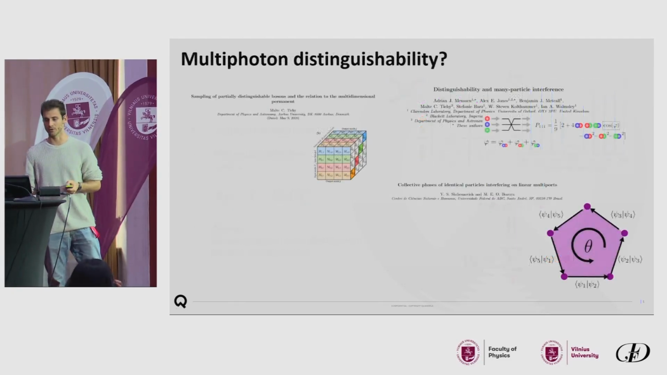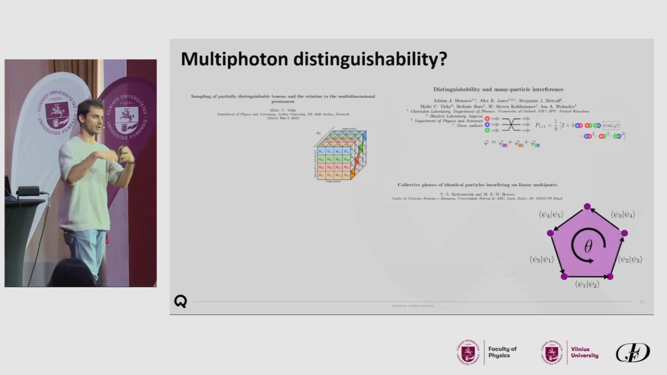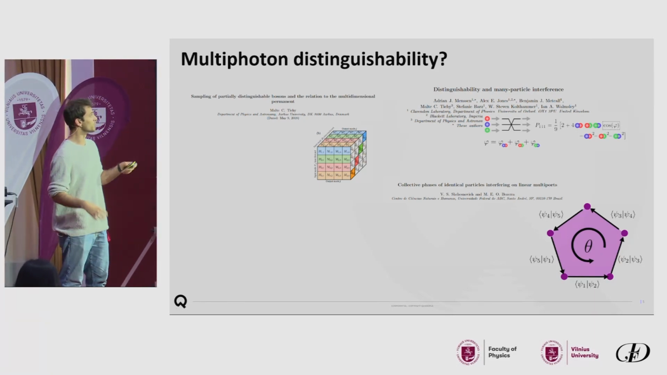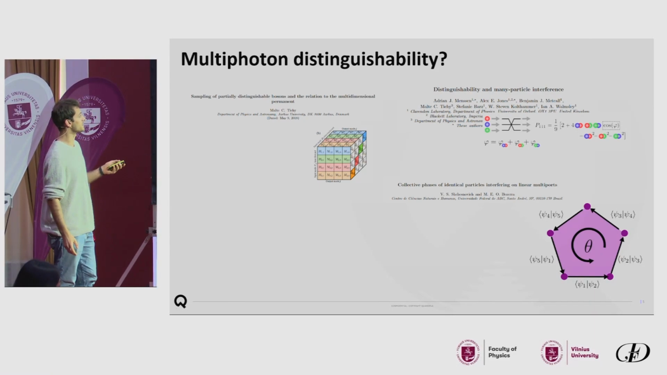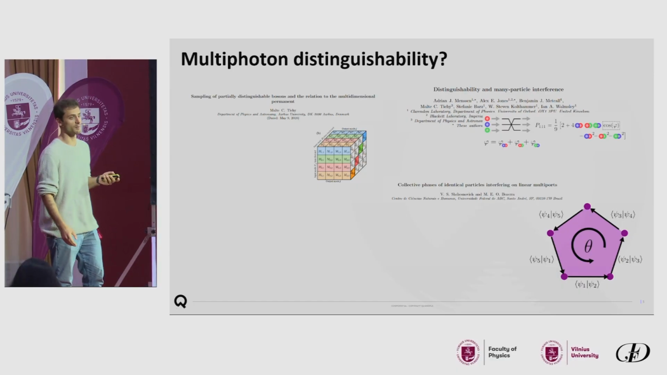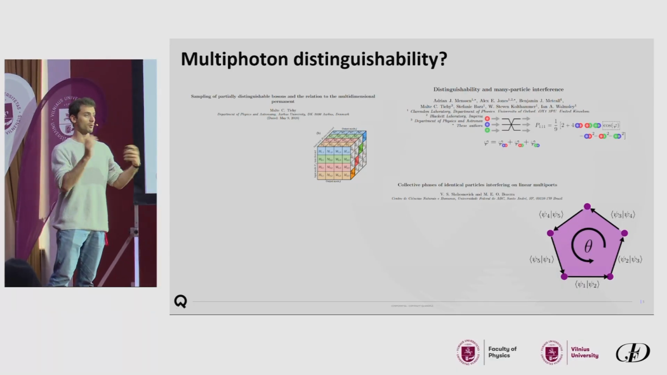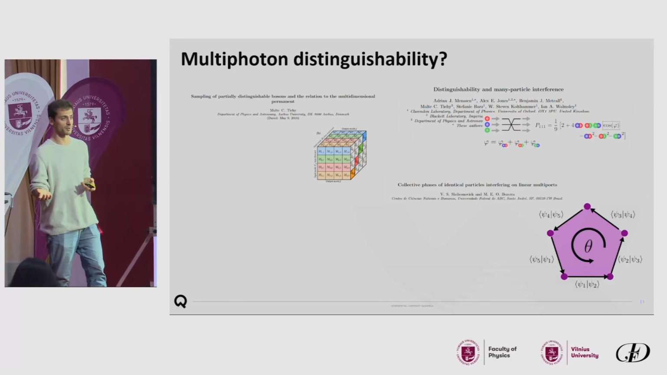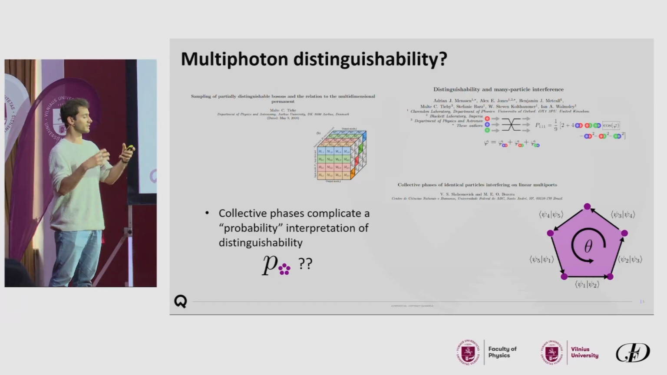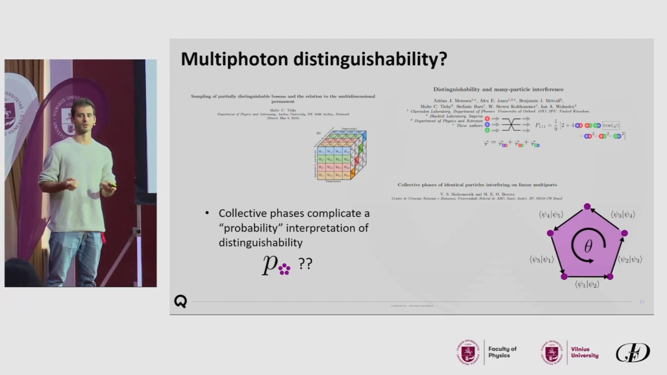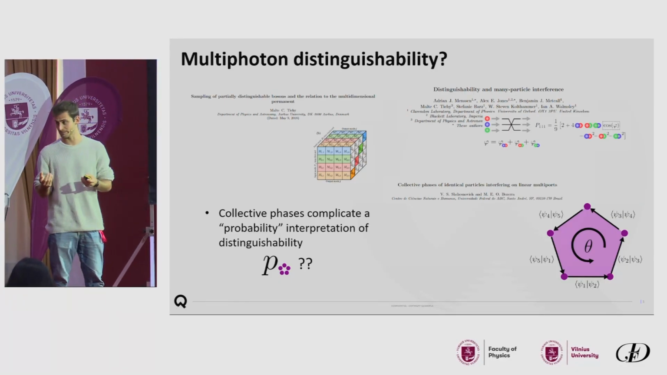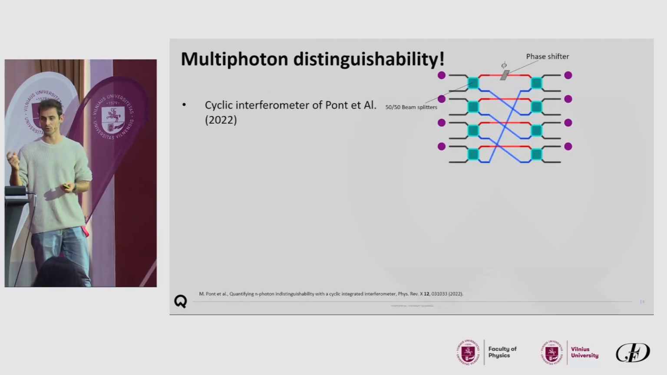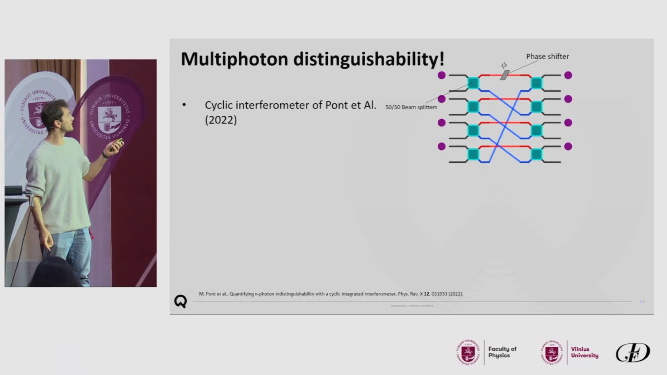On top of this, people also started to realize that in describing multi-photon interference, there was much more to take into account. States of multiple photons can exhibit something called internal geometric phases, and this, on one side, complicates the description of the photocounting statistics they produce, and on the other, complicates the interpretation of multi-photon distinguishability in terms of probabilities.